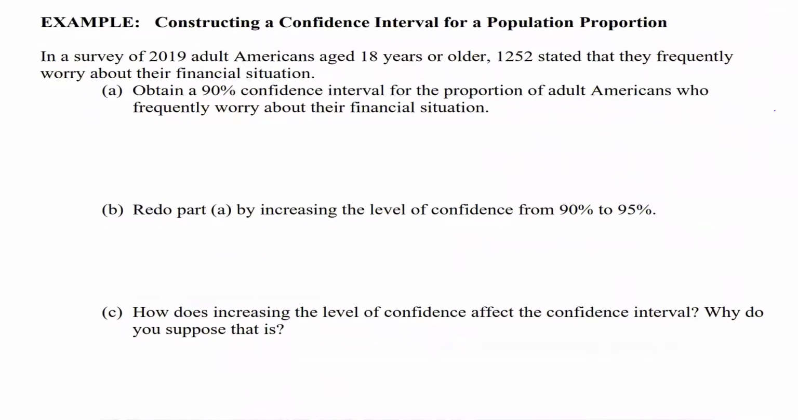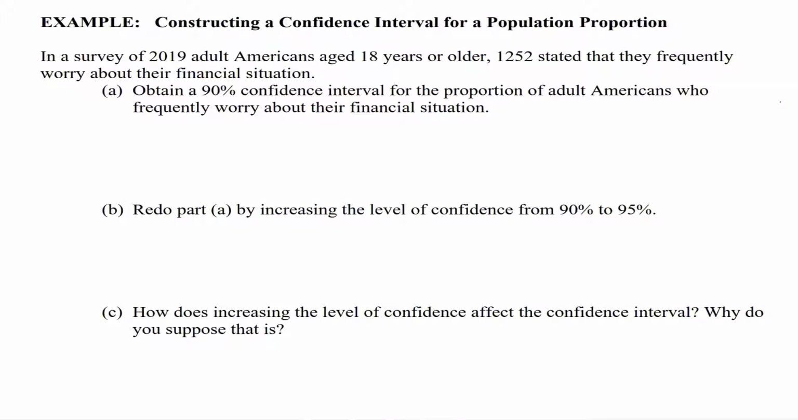All right, so let's go ahead and construct a confidence interval for a population proportion. In a survey of 2019 adult Americans aged 18 years or older, 1,252 stated that they frequently worry about their financial situation. Obtain a 90% confidence interval for the proportion of adult Americans who frequently worry about their financial situation.